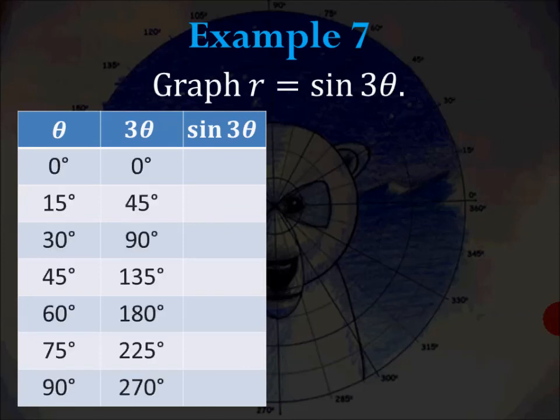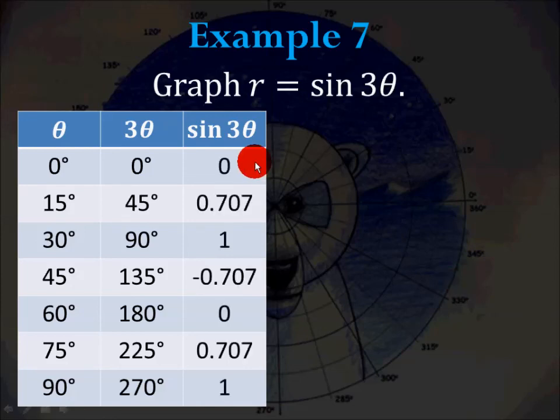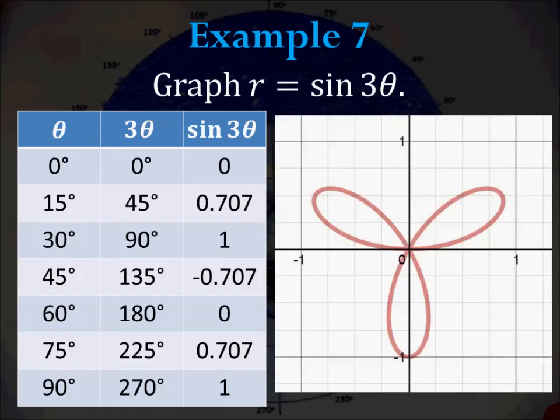So you're going to take values of theta, multiply them by 3, and then find the sine of the value in each column. Now if you actually did that, you would get 0, sine of 45 is root 2 over 2, which is about 0.707, sine of 90 is 1, sine of 135 is negative root 2 over 2, which is negative 0.707, sine of 180 is 0, and so on. Now if you were to use Desmos.com or your graphing calculator, this is what you get. You get a 3-leaf rose or 3-leaf clover.